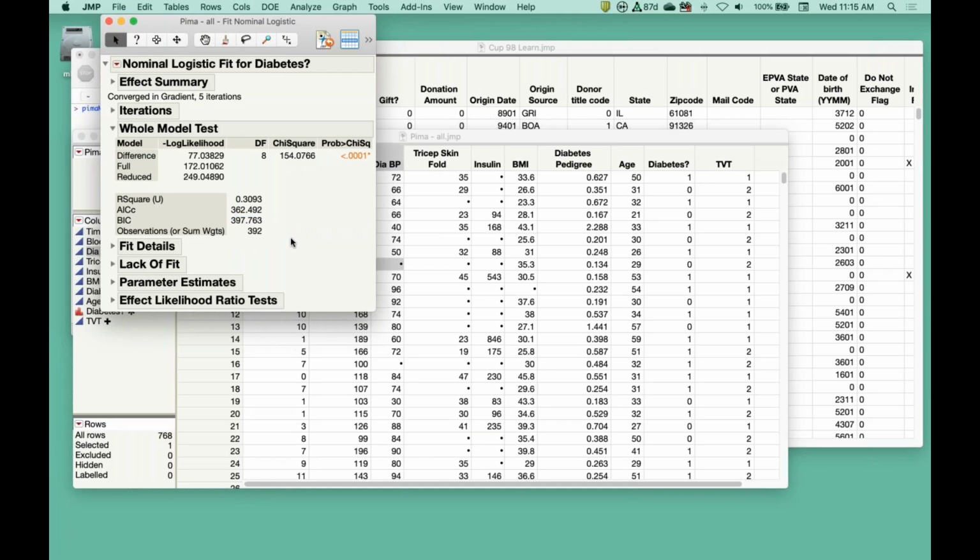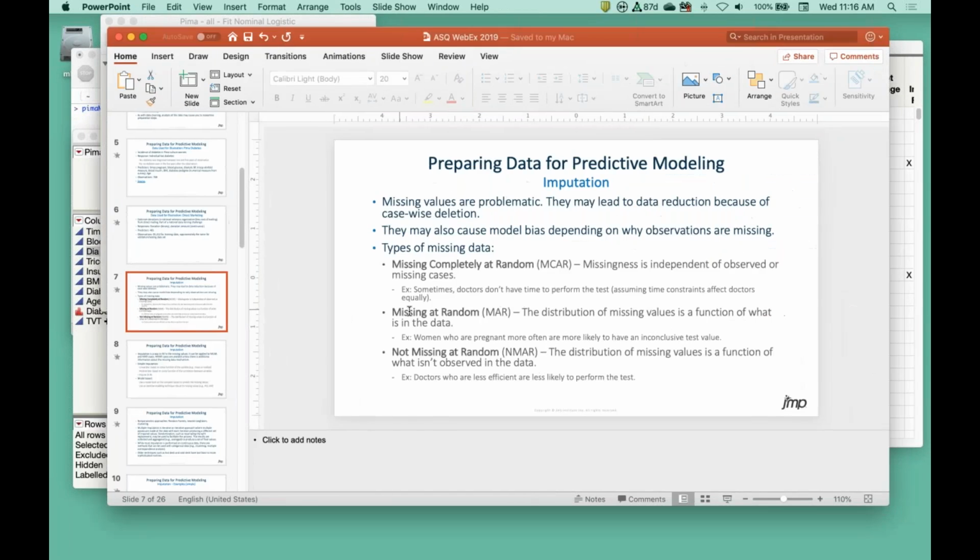Now I could do something similar. This is done in JMP. If I went to R and ran the analysis, I would get similar results. It would show me that I only had about 390 observations that I could work from. So that's important. Keep in mind that the more missing data you have, the sparser your data table is, the fewer observations you'll have left to do your analysis.